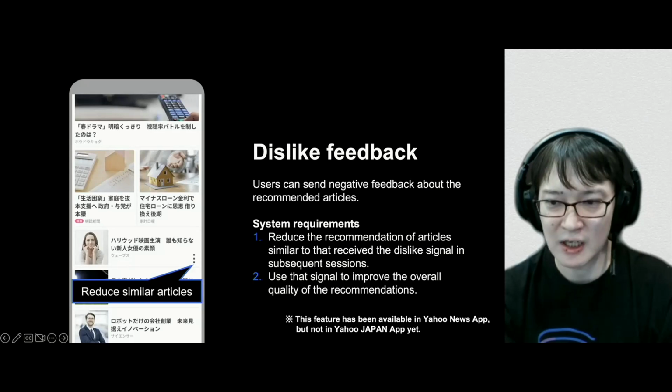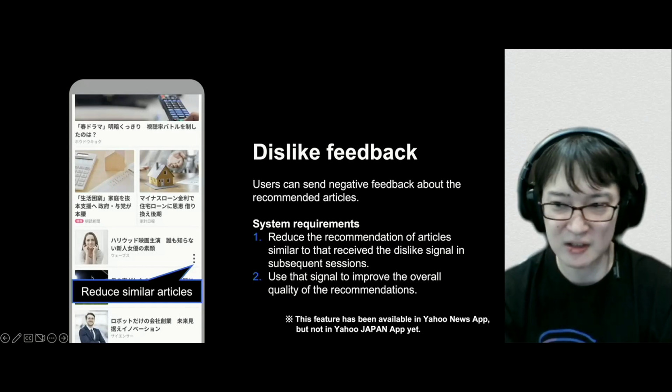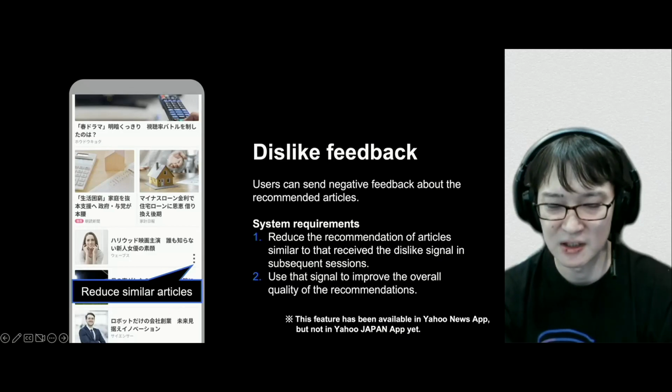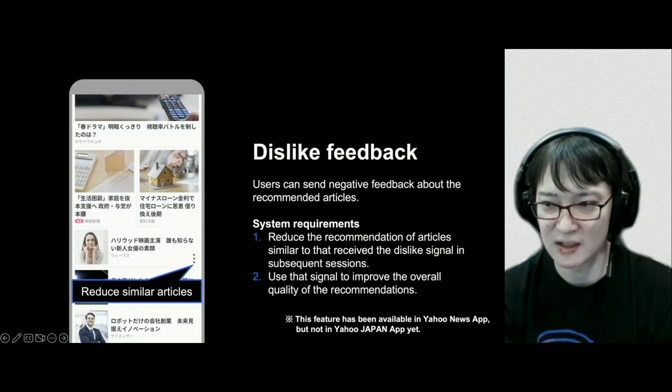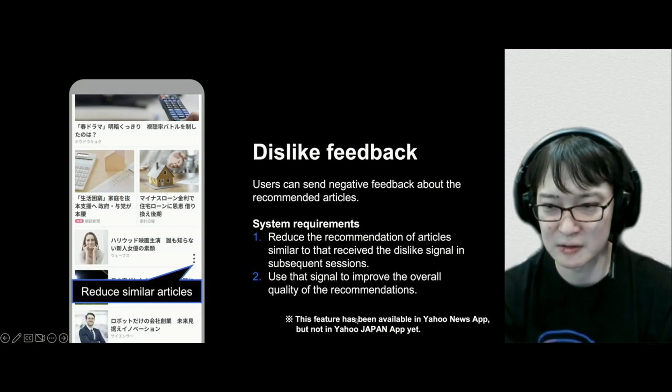So if the recommended article did not match the interest of the user, then we can reduce the similar articles, so that the feedback is sent to the recommend system. That function is available for Yahoo Japan, but it's not implemented in the Yahoo Japan application.